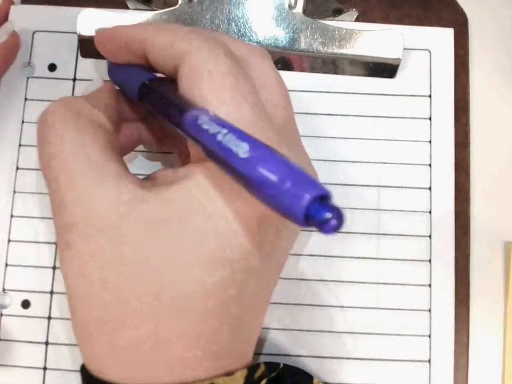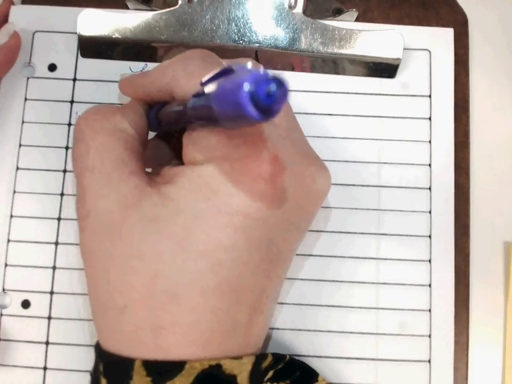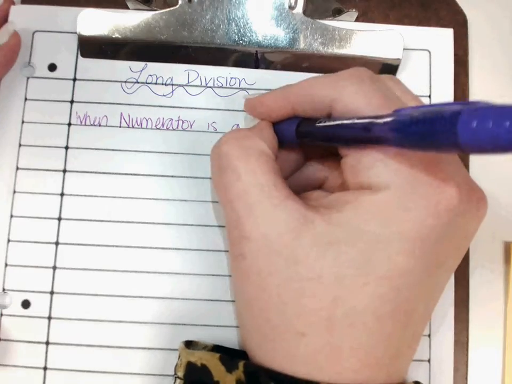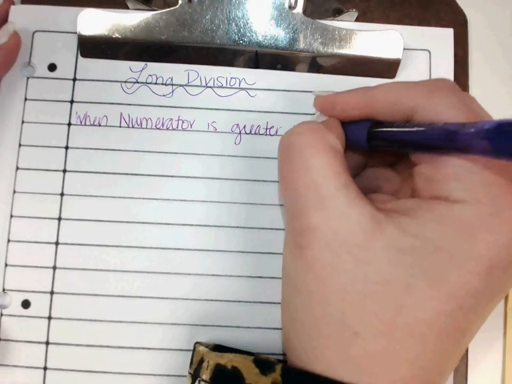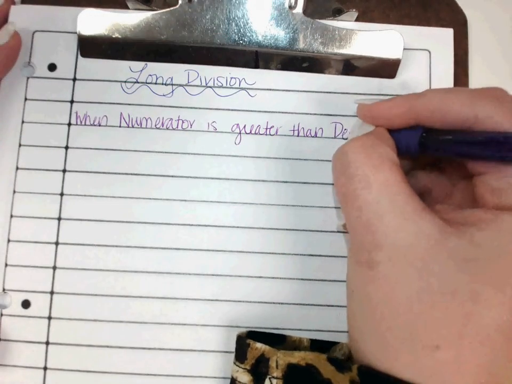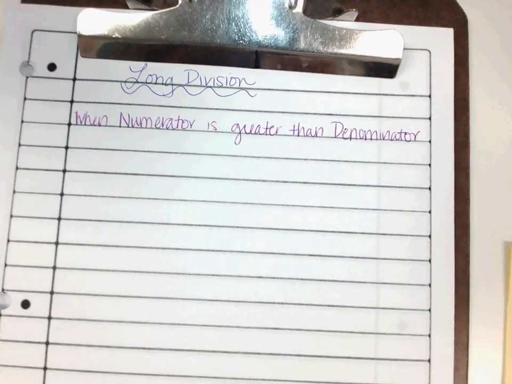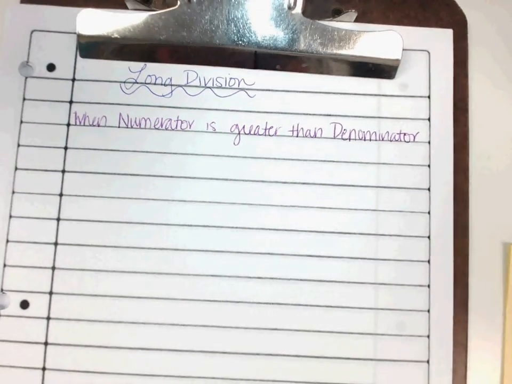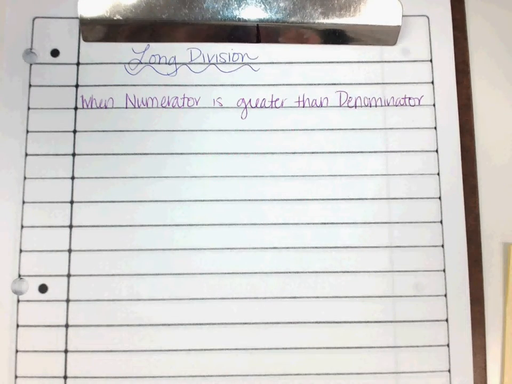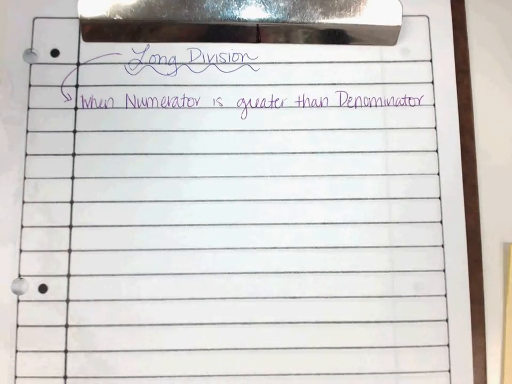So you are going to do long division when the numerator is greater. Oh my gosh, look at your life. Like a disaster. Okay, you will do long division when the numerator is greater than the denominator.